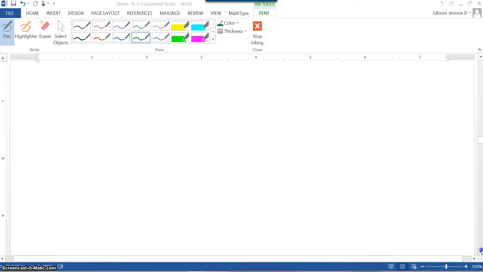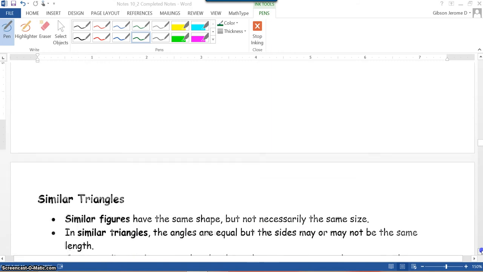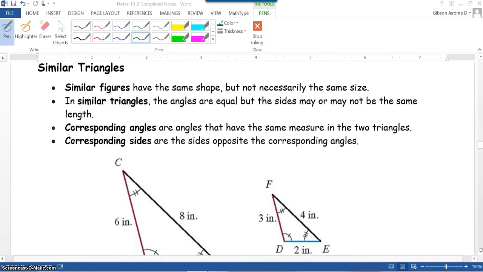Now we go on to the next page. It says similar triangles. Similar triangles have the same shape but not necessarily the same size. In similar triangles, the angles are equal but the sides may not be the same length. Corresponding angles are angles that have the same measure in the two triangles. Corresponding sides are the sides opposite the corresponding angles.